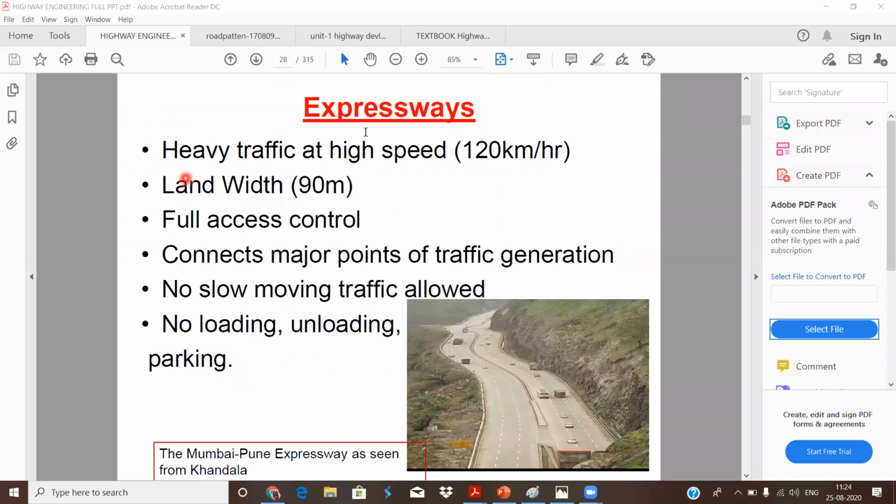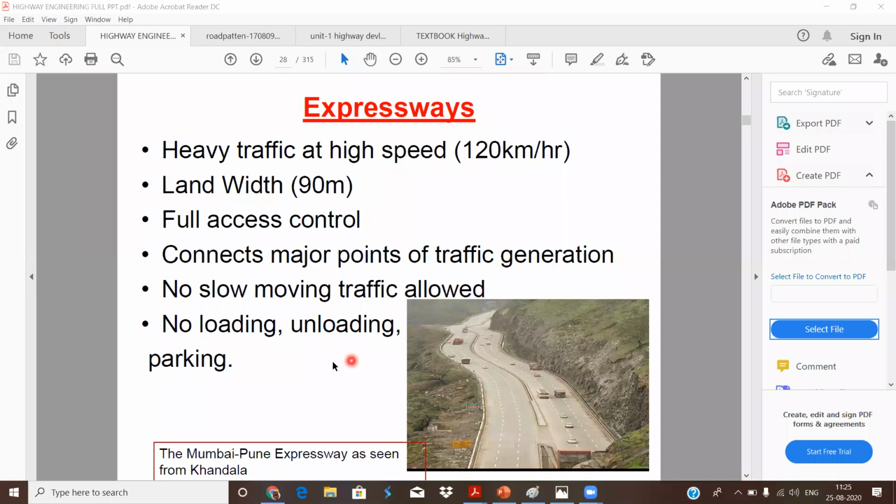So, expressways. On these roads, the highest traffic speed is 120 km per hour. If you travel on these roads at less than that speed, you may get fined, because expressways are constructed for the most accessible travel from one place to another. So the traffic speed is very high, and the land width is 90 meters. There are no frontage roads, and there is no traffic interruption from other vehicles or other roads.